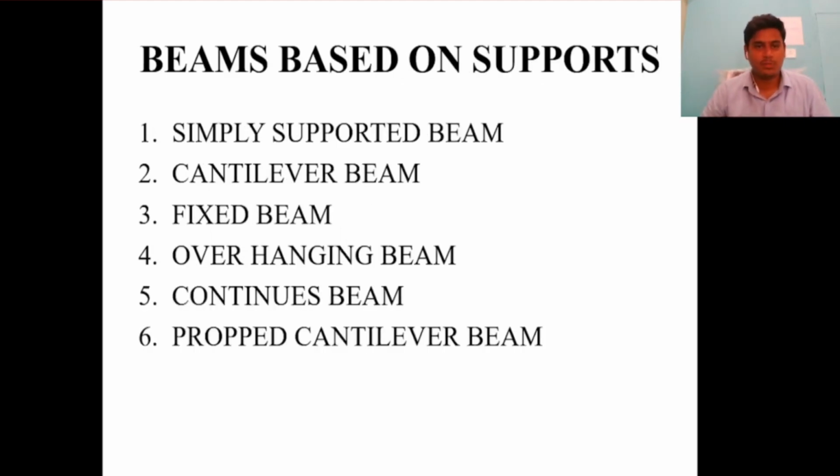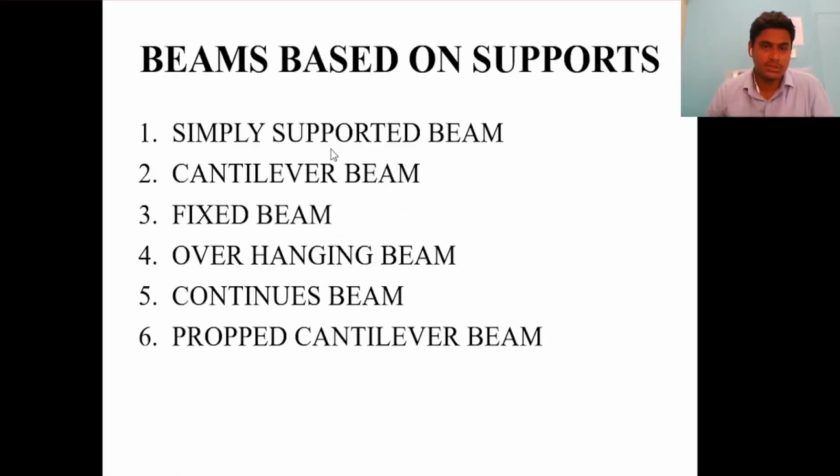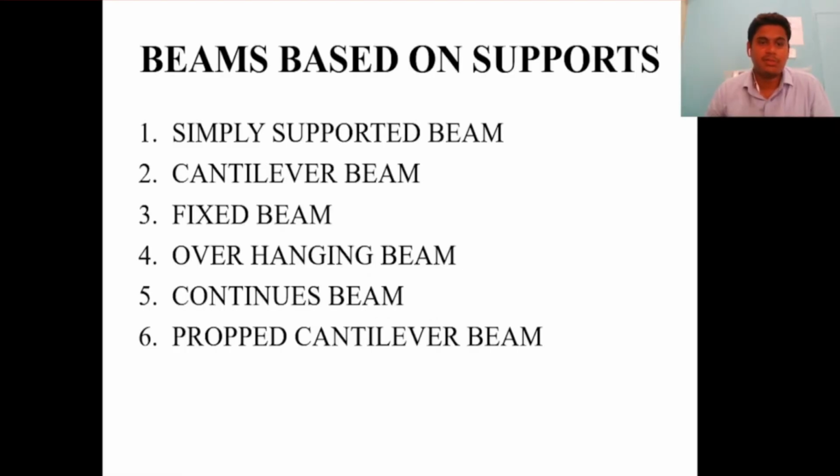Classification of beam based on supports. This is the most important part of mechanics of civil engineering. First type of beam is simply supported beam, where a beam is simply supported on two supports. Second type of beam is cantilever beam, where the beam is fixed at one end and free at the other end. Third beam is fixed beam, where the beam is fixed at both the ends.